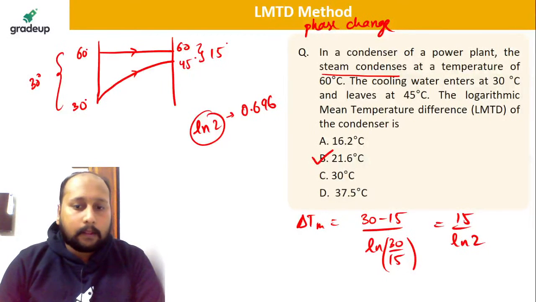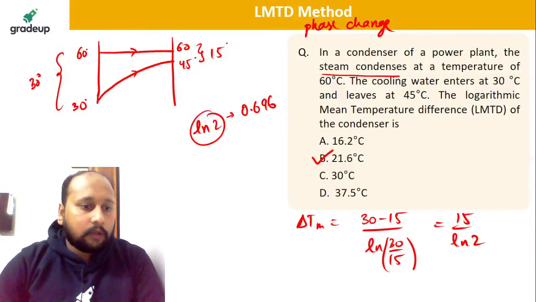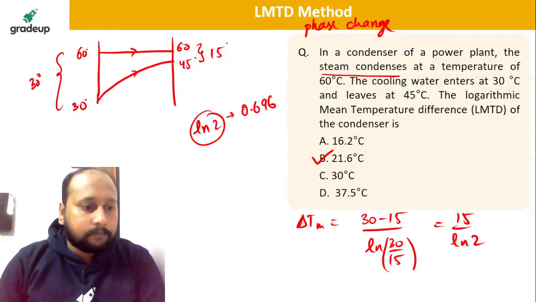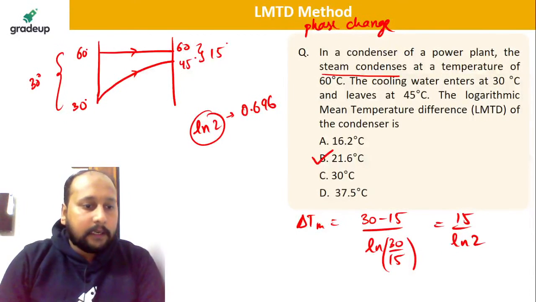Option B. You will be getting 21.6. Option B is the correct answer. Okay, clear? Let's proceed to the next question.